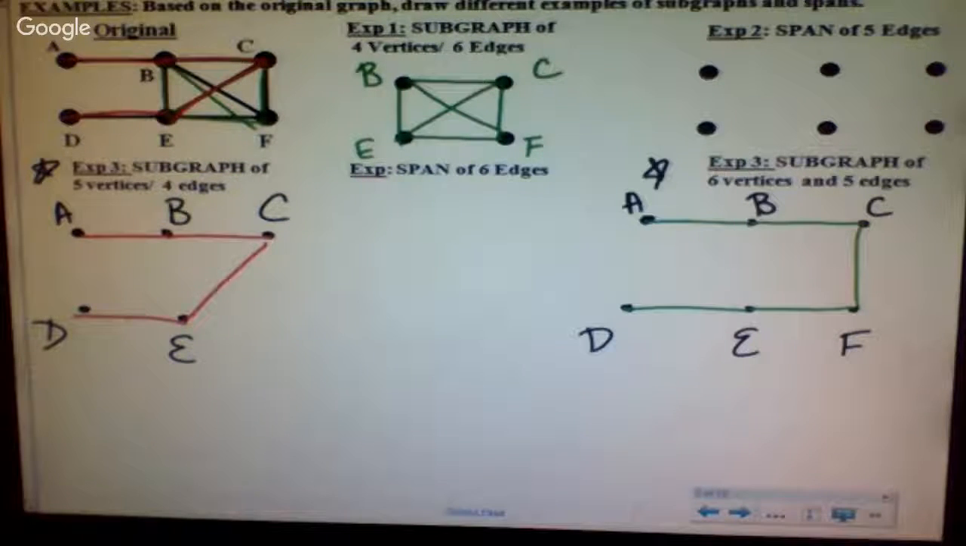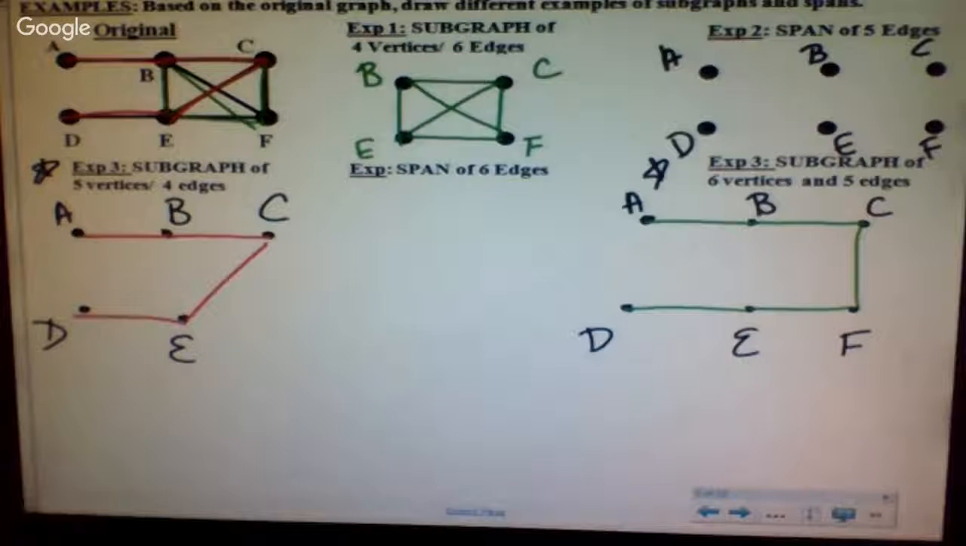The only difference between the subgraph and the span, notice the span just says how many edges you need. Why doesn't a span say how many dots you need? You already used all the vertices. Your span has to have all the vertices, no matter what. So they don't need to tell you how many you have. Every dot that you have in your original graph is part of your span. Now we need to connect with 5 edges.